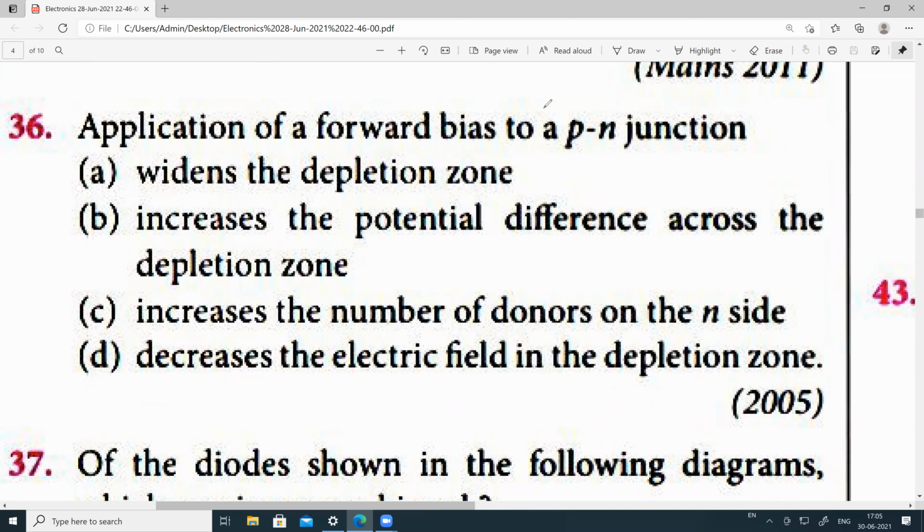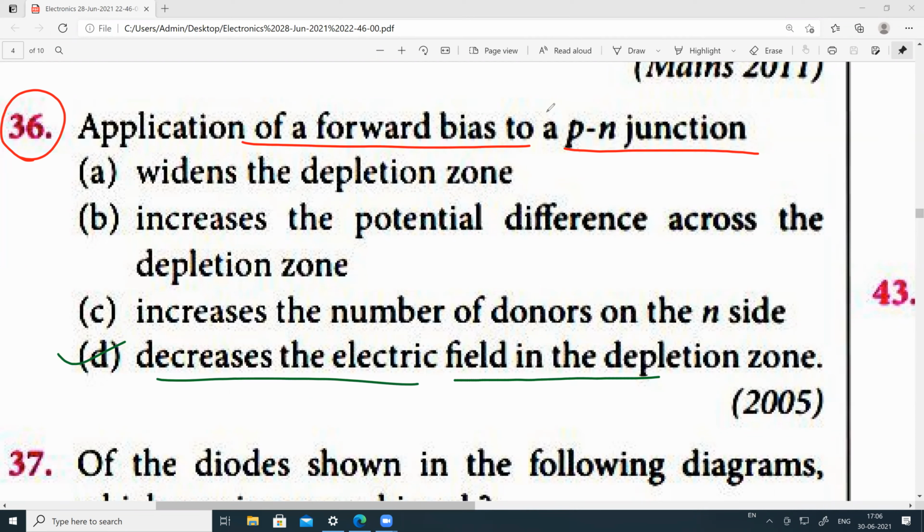Thirty-sixth one. Application of forward bias to a PN junction: they have given 4 options. The first one widens the depletion zone. Second one increases the potential difference across the depletion zone. Third one increases the number of donors on the N side. Fourth one decreases the electric field in the depletion zone. Among the 4 options, the right answer is this one, that is, decreases the electric field in the depletion zone.